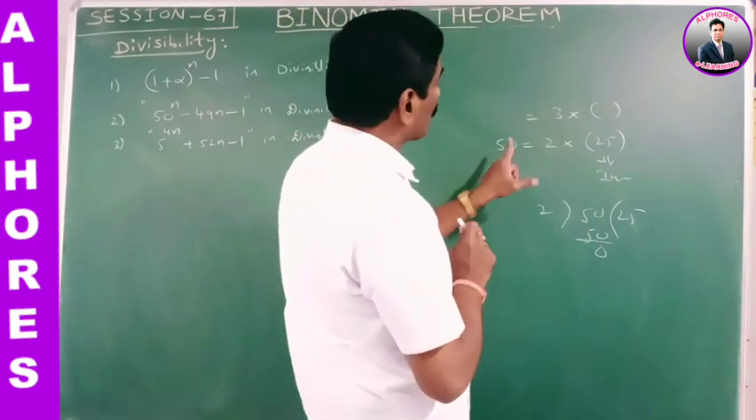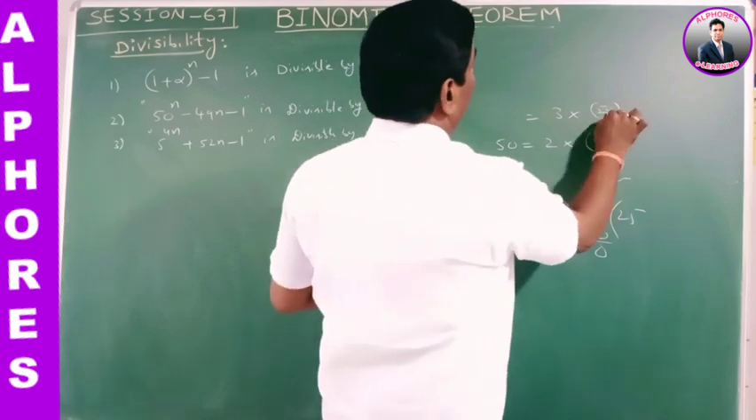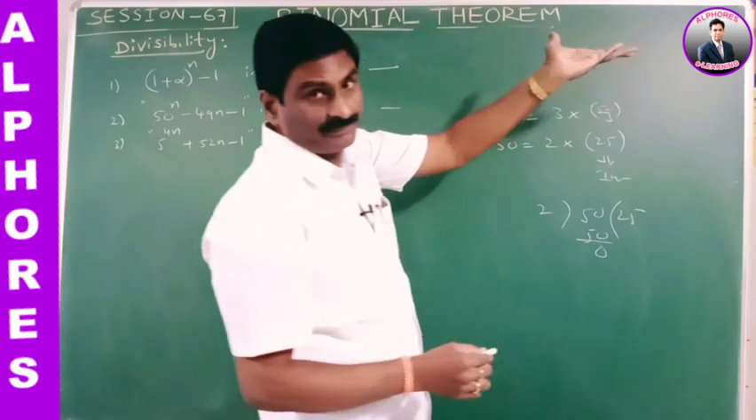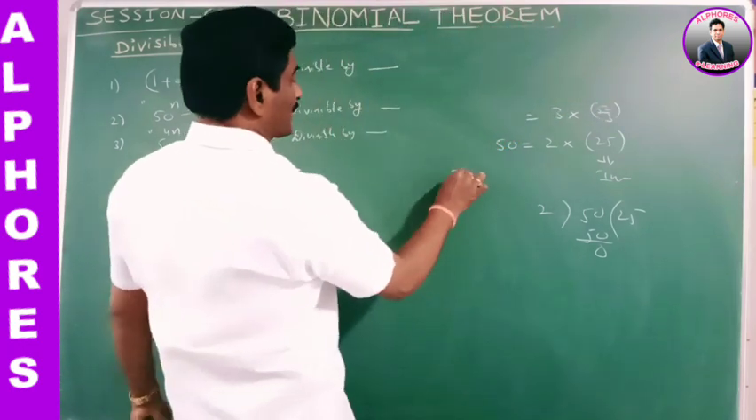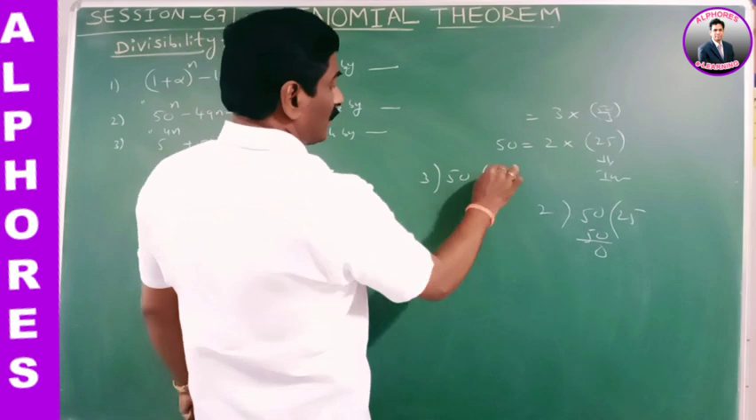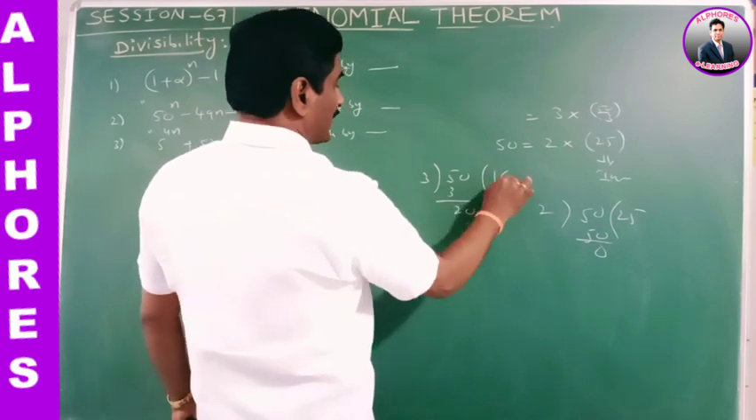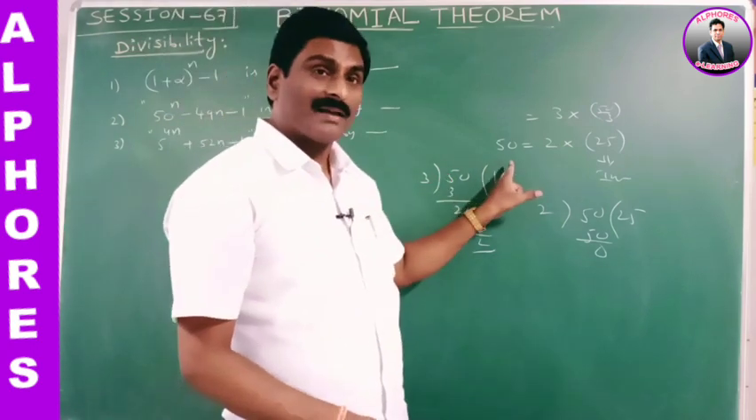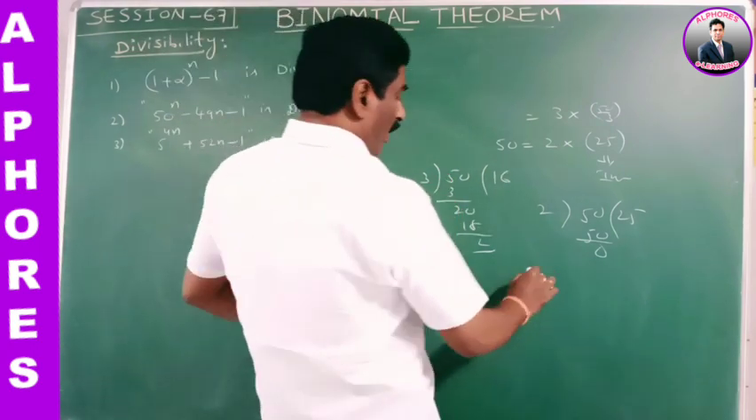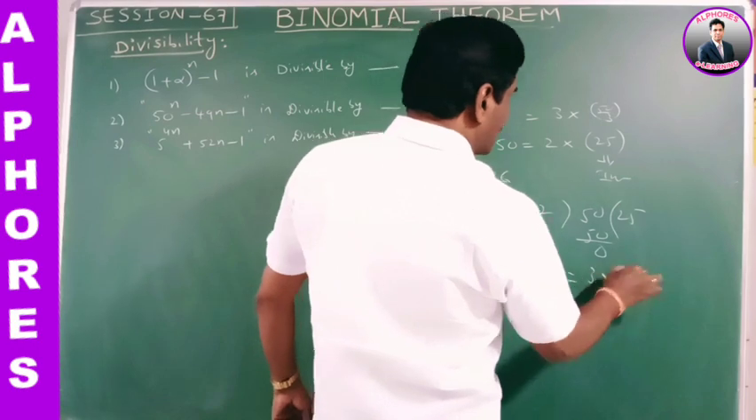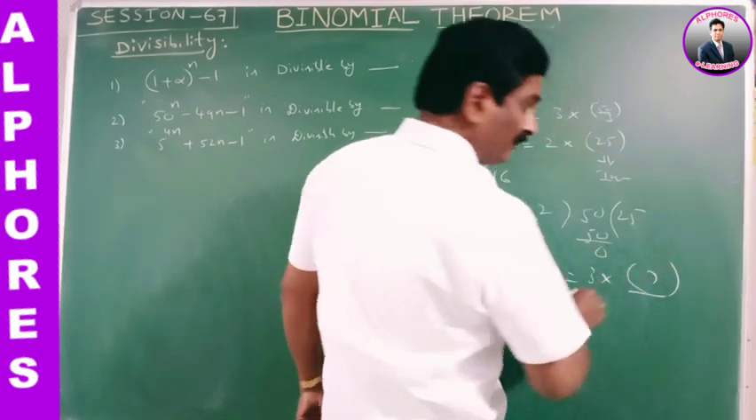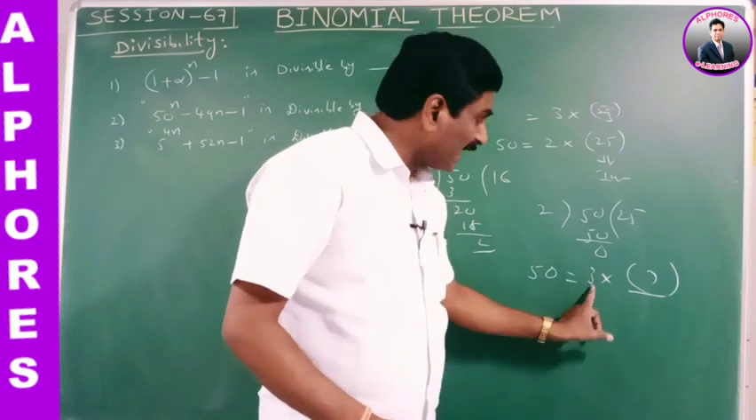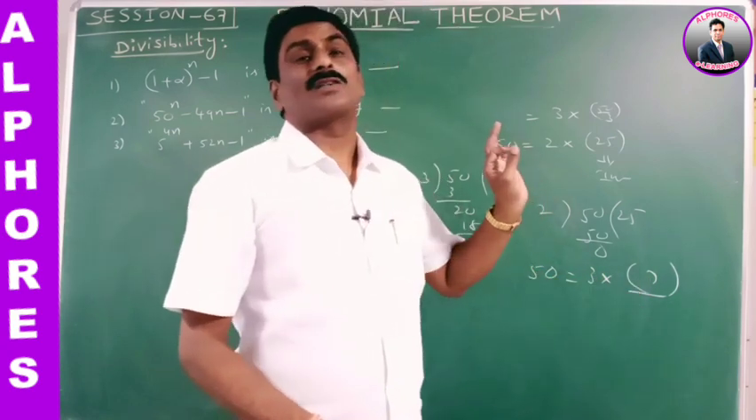But 3 into what is the value? 50 by 3. It is not divisible by 3. It is not an integer. That means it has some remainder. Suppose 50 is divided by 3. That means 3 times 16 is 48, and the remainder is 2. In this case, 50 is not divisible by 3. That means 50 cannot be resolved into 3 into some integer. If it is 3 into some integer, then it is divisible by 3. If it cannot be resolved into 3 into some integer, then that number is not divisible by 3.